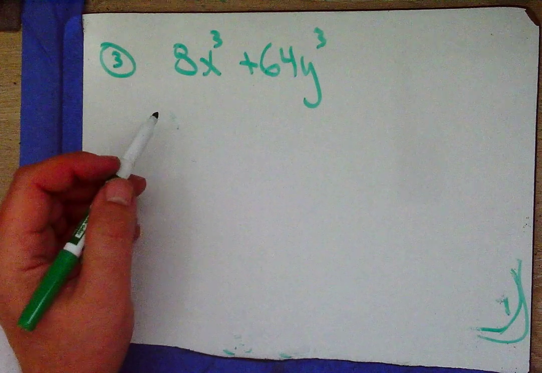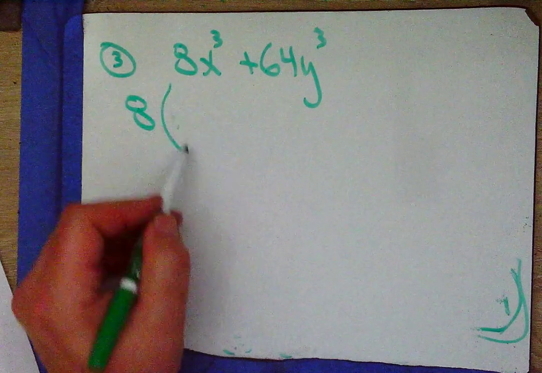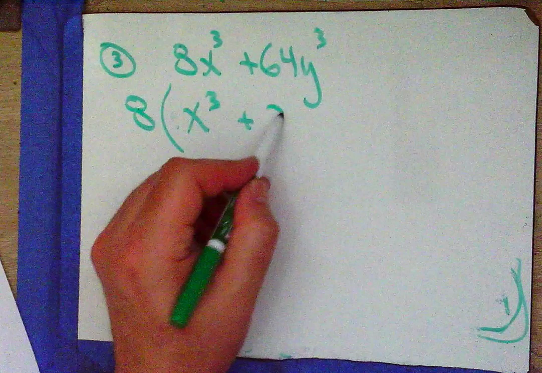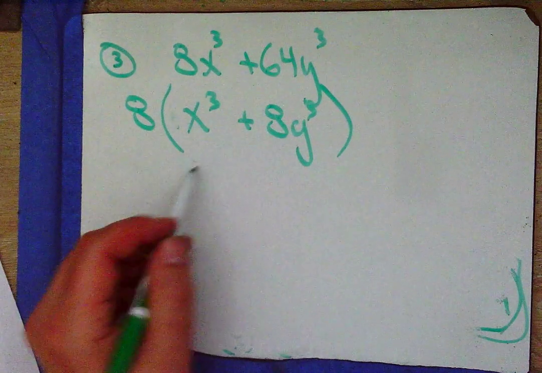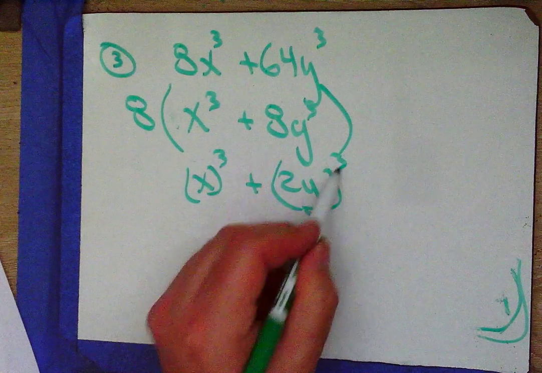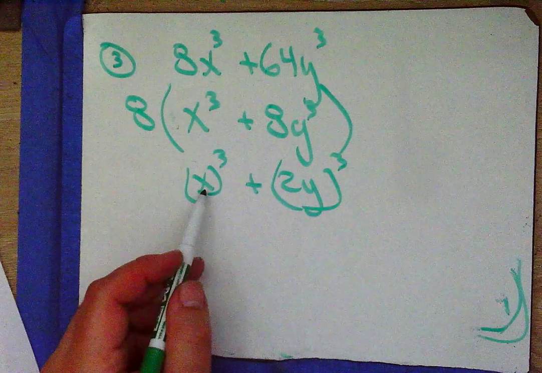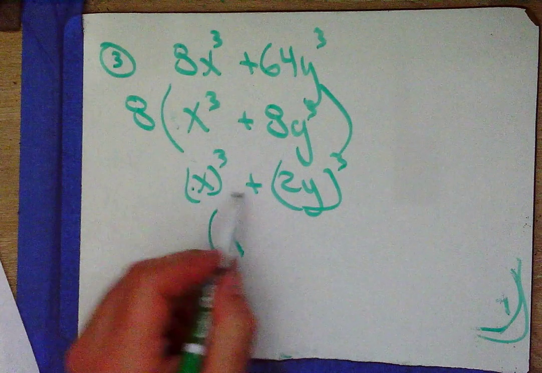Okay, so, the first thing we do with all factoring problems is GCF. So I've got x to the third plus 8y to the third. Now what? Well, hopefully you recognize that this is x being cubed plus 2y being cubed. And this is a sum of cubes. So how did that factor in the last problem? This one plus this one.